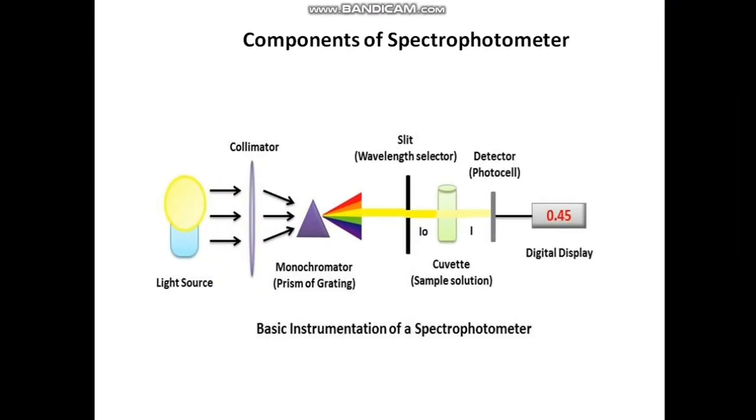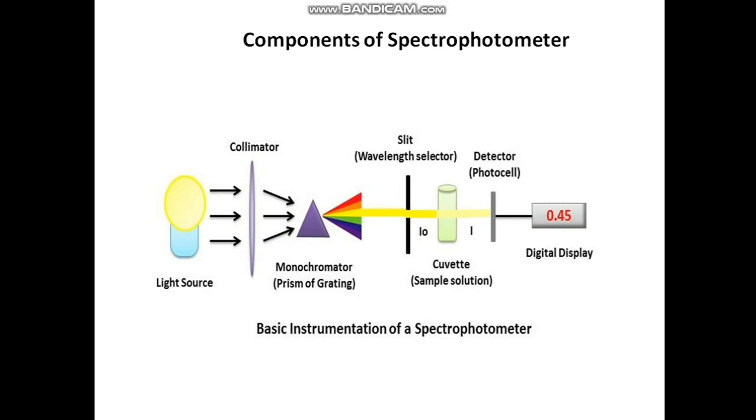Now let's see about the components of a spectrophotometer. It consists of a light source. It emits radiations in the visible region. These radiations will be collimated or focused onto a prism. The prism disperses it into its constituent colors, and then the slit allows only radiation of a particular wavelength. So the entire setup, that is collimator, prism, and the slit, forms the monochromator. So this is the wavelength selector.